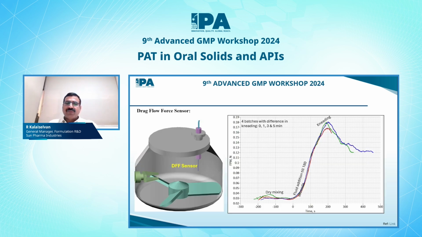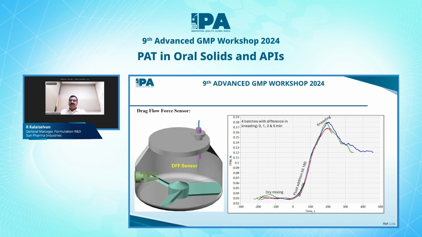Since it is new, we have shown here this sensor, the drag flow force sensor, which is new in the market. It comes directly in contact with the powder. When the powder is rotating and moving in the RMG, it gives some drag force on the needle type probe. The drag force is plotted on the y-axis against time on the x-axis.